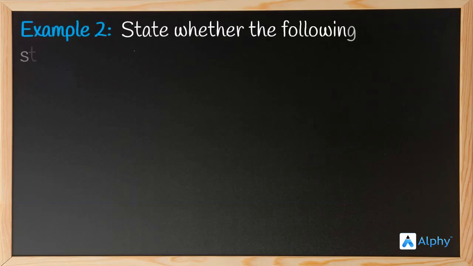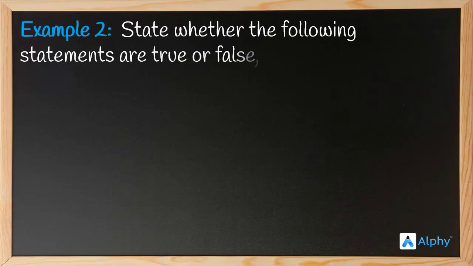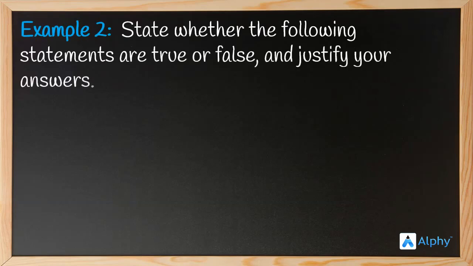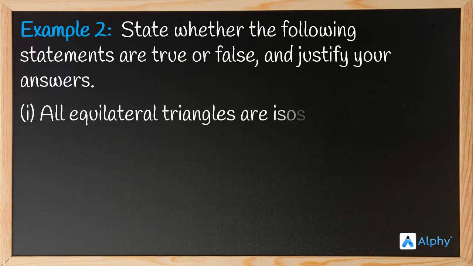Hello friends, today we are going to discuss example number 2. State whether the following statements are true or false and justify your answers. So we have to state whether the given statements are true or false, and you have to also give a justification for that. So the first statement is all equilateral triangles are isosceles.